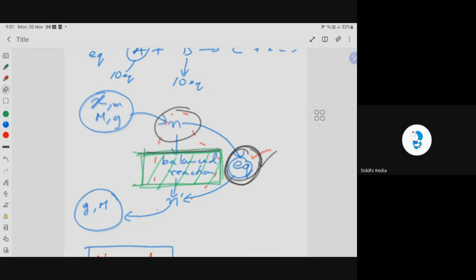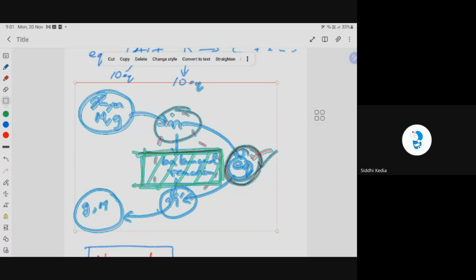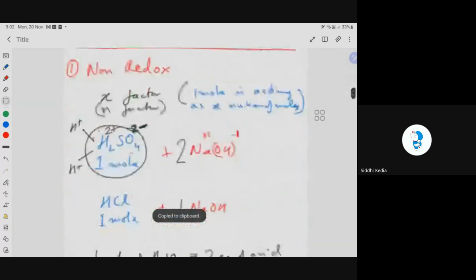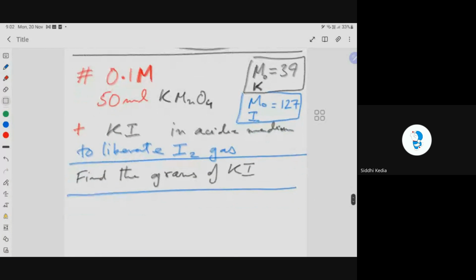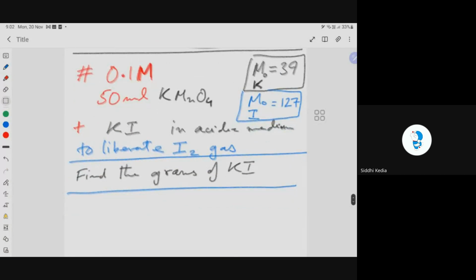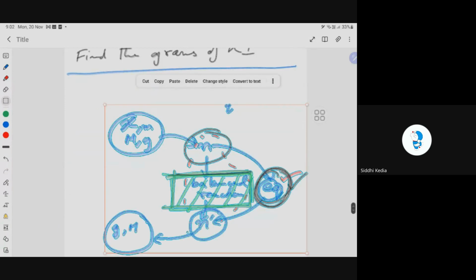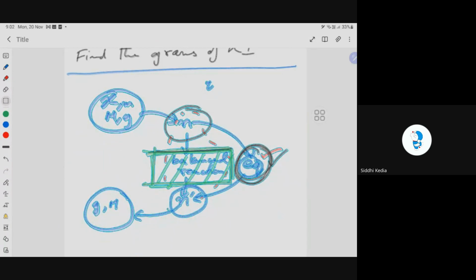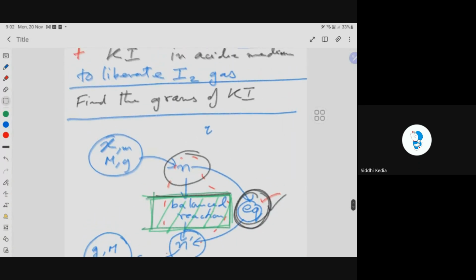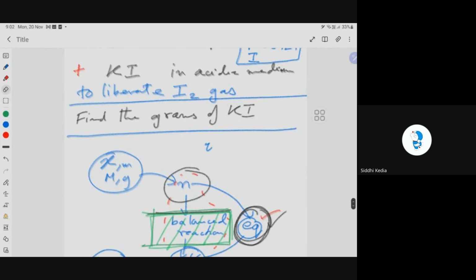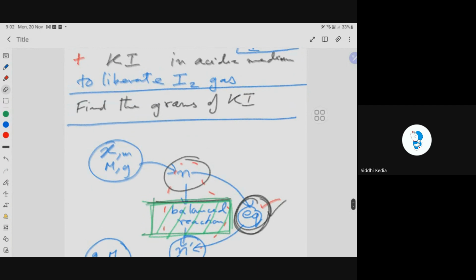Sir, can you go to the question once? What do you want to know in the question? Tell me. So what did we have to find finally? Grams of KI. All right. And I'm going to do it in the map, just to show you that whatever we were saying is the thing. Okay, time up. Let's complete the map.